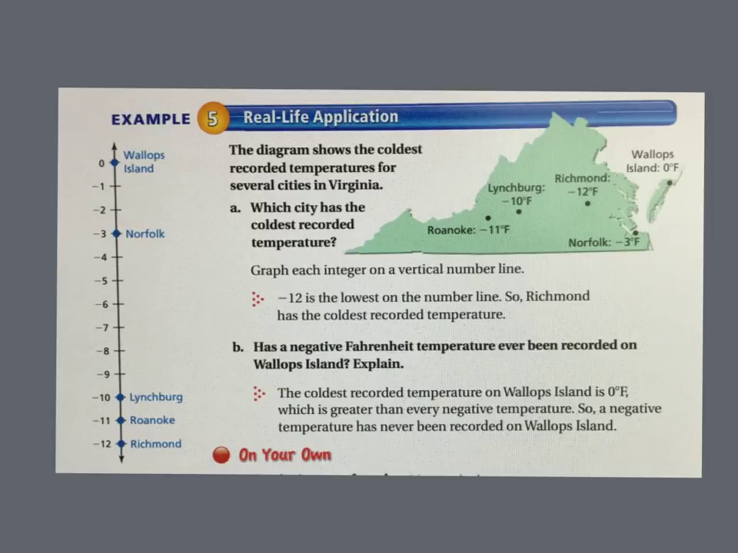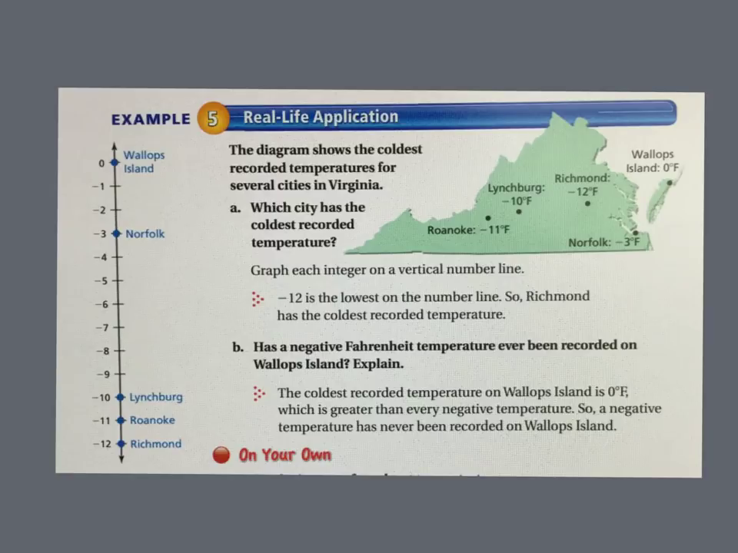Okay, after you do that, we have to look back at what the question says. It says, which city has the coldest recorded temperature? What we can notice is that on our number line, the coldest, and this is nice with temperatures because we realize when something's negative, it's really cold because we deal with that in Michigan. So -12 in Richmond, Virginia is the coldest recorded temperature. And we know that because it's negative.